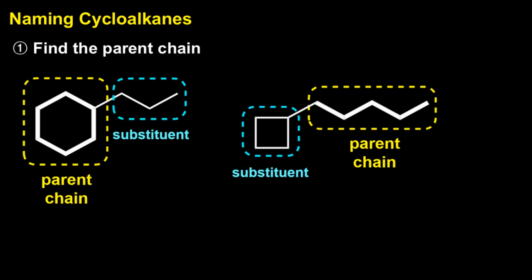Looking at the first image, we can see an example of these rules in action. In the example on the left, the ring is bigger than the attached chain, so the ring wins and becomes the parent. That means the chain is just a substituent. But on the right, it's the other way around. The longest continuous chain outside the ring has more carbon atoms than the ring. So in that case, the chain becomes the parent, and the ring is named as a cycloalkyl substituent. And that confirms our rule. When the chain is longer than the ring, the ring gets downgraded to a substituent.